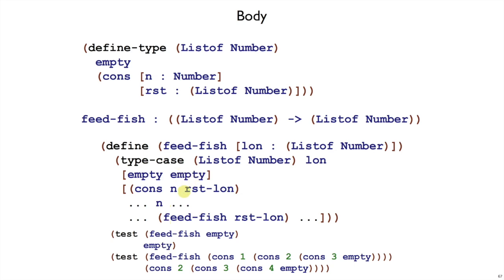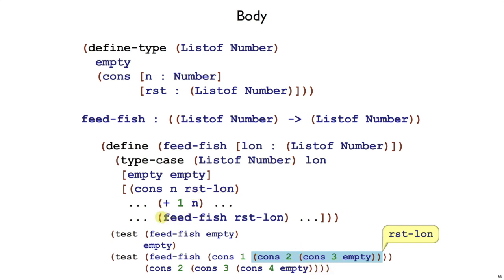Let's look now at the cons case. We have a number and another list of numbers. Cons case is here. So 1 right here, 1 corresponds to the number n. That is one individual fish that we want to feed, so we will be adding 1 to that particular number. But then we also have rest of lon. That's the part starting here. So all of this part in blue corresponds to rest of lon in this particular example. Right? Rest of lon stands for cons 2, cons 3 empty.